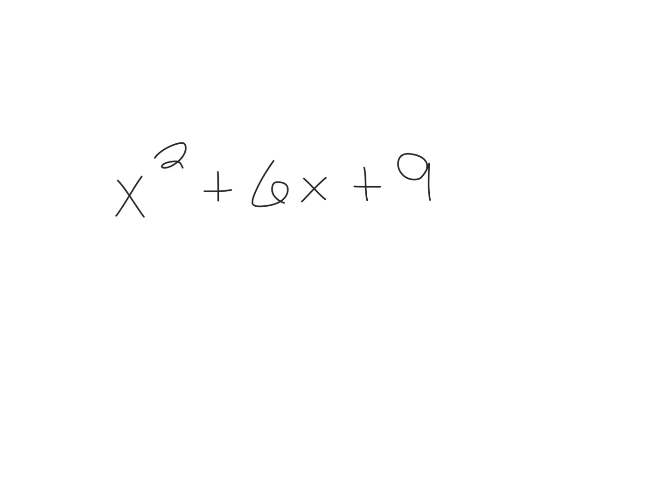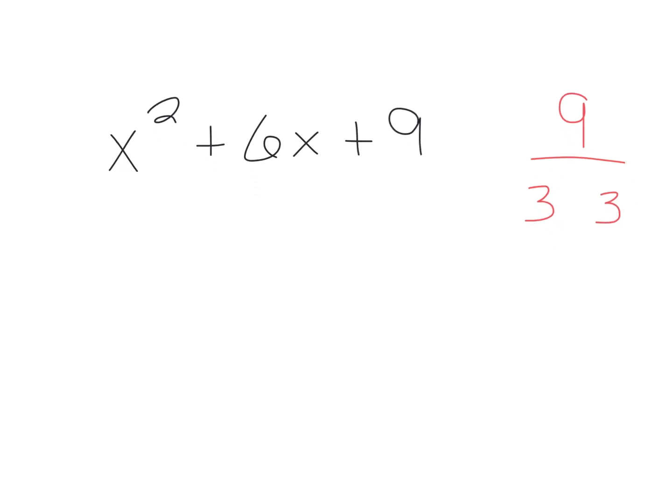All right, review when factoring this. Remember, we want two numbers that multiply to 9 and end up adding to 6. What'd you guys come up with? 3 and 3. Do either of them need to change? No. How would we write our answer to this in factored form?